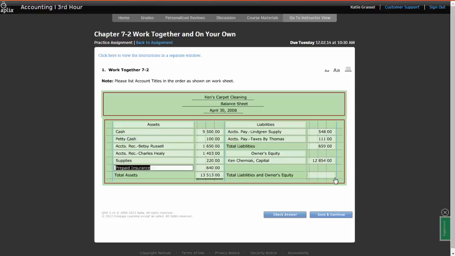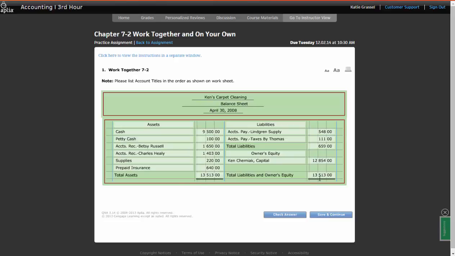Now, when I go through to add up the right-hand side, here's another common mistake that people make. They take 548 plus 1,111 plus 659 plus 12,854. That's a mistake. Why? Because I have a total here for liabilities. So the only two numbers I need to add together are my 659 and my 12,854. And if I add those two numbers together, what do I get? $13,513.